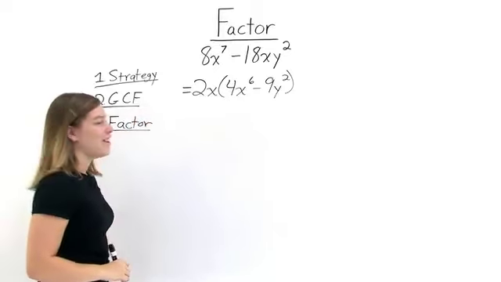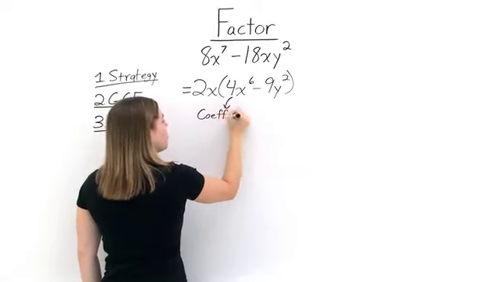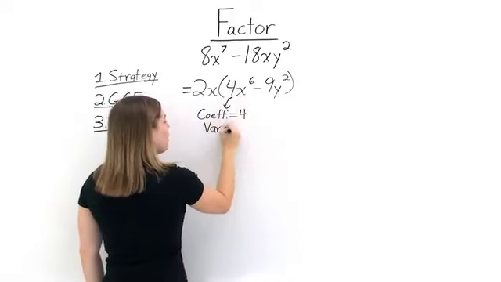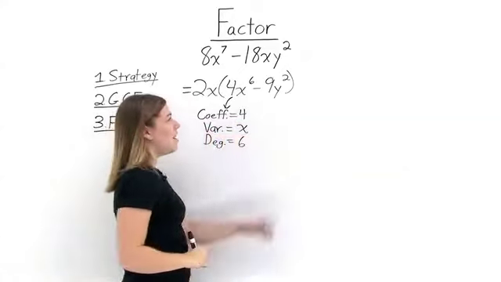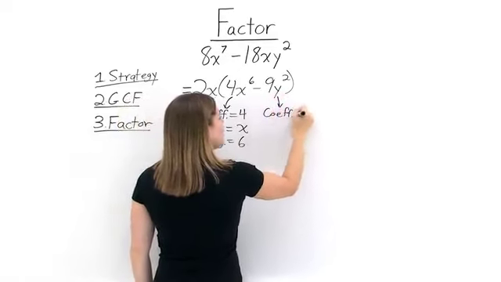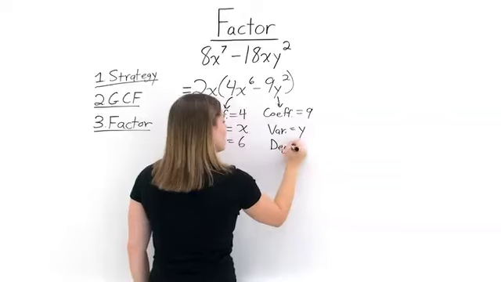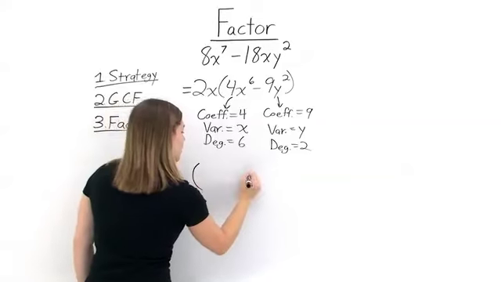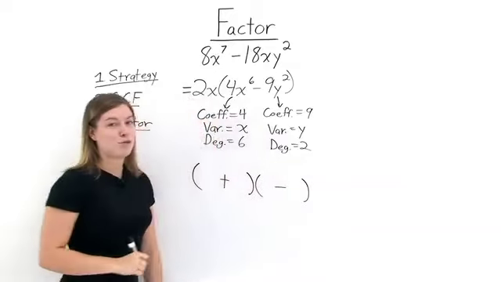So let's do that. First, we need to look at our first term and determine the coefficient, variable, and degree of our term. Our first term has a coefficient of 4, a variable of x, and a degree of 6. Now we do the same thing with our second term. The coefficient of our second term is 9, the variable is y, and the degree is 2. Now we set up our difference of squares. We have two parentheses. One of them has an addition sign in the middle, and one has a subtraction sign.